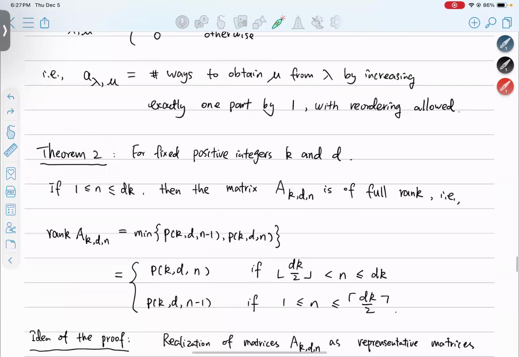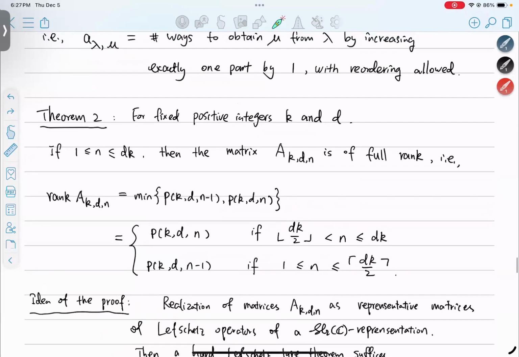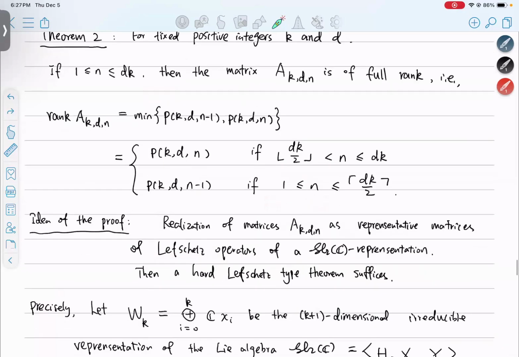So we show that this coefficient matrix A_k,d,n, all these matrices are of full rank. So the rank of this matrix is equal to p_k,d(n) when n is large. It is equal to p_k,d(n minus 1) when n is less. So this is kind of the gap line, the middle line, because the restricted partition satisfies unimodality.